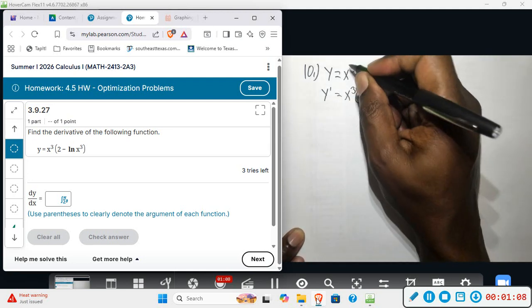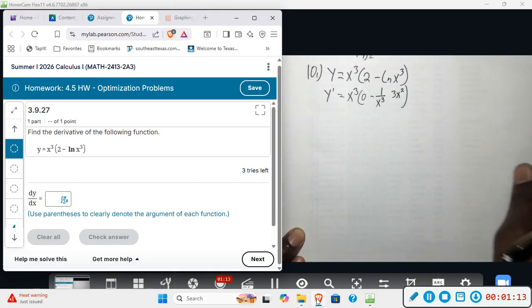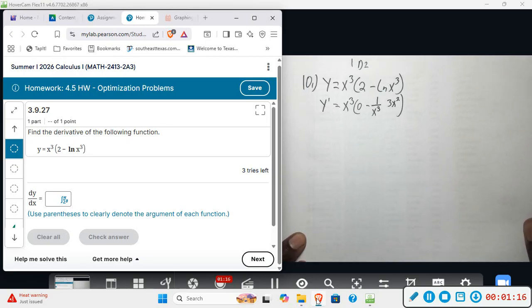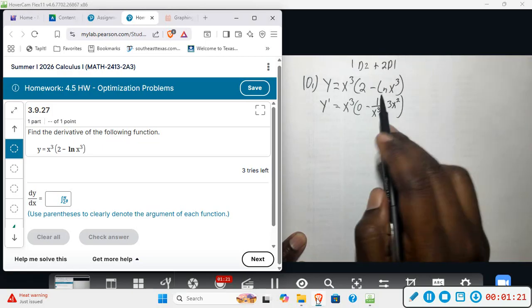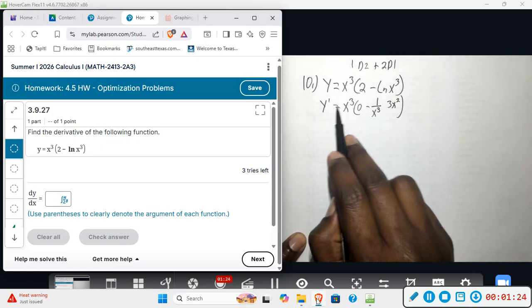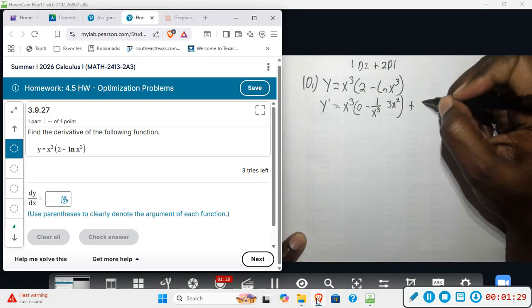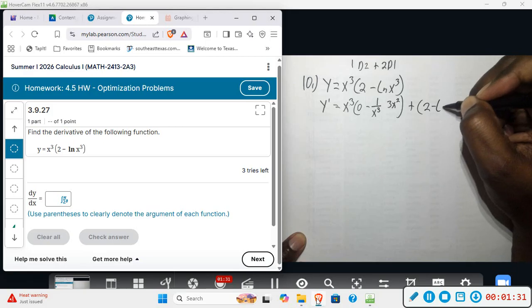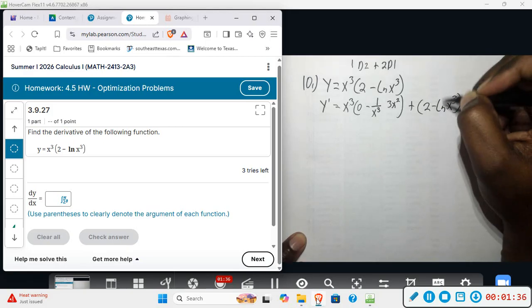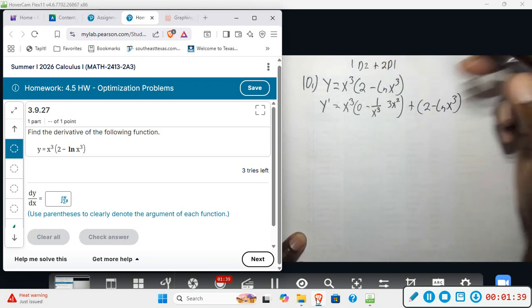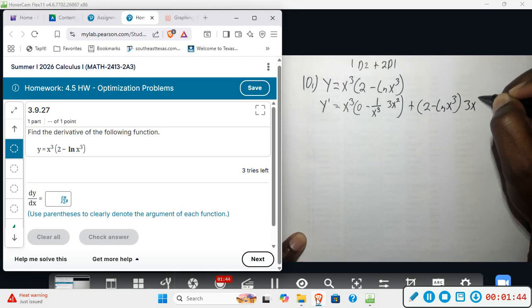So 1 first function times the derivative of the second. That's the process. 1d2 plus 2d1. This is what I'm calling the formula to work this out. So first times the derivative of the second plus the second times the derivative of the first. Derivative of the first will be 3x squared.